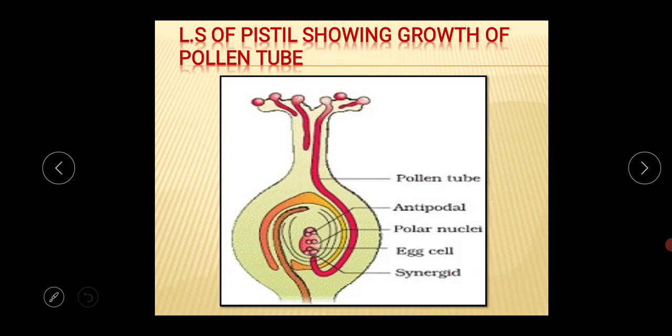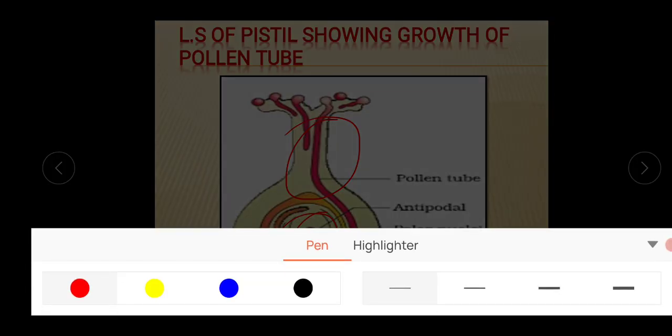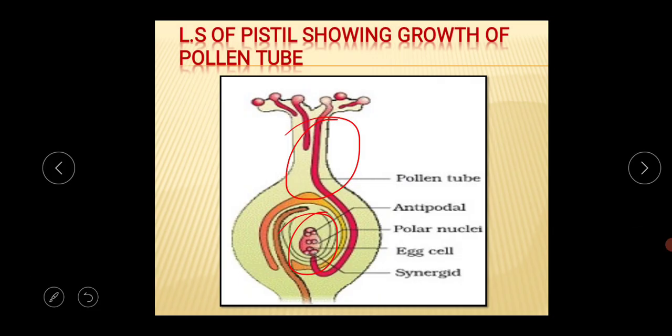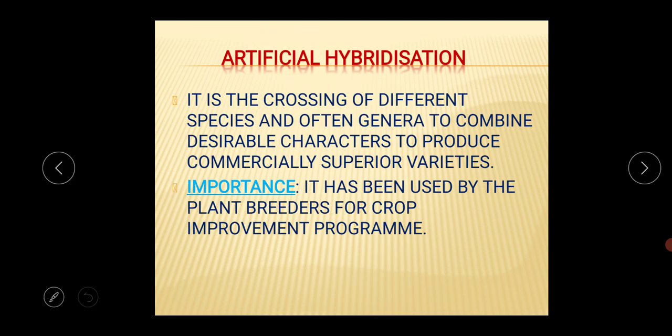Next, this is the lateral surface view or the transverse section of the pistil showing growth of the pollen tube. This red colored structure is called the pollen tube, and this is the antipodal. I am highlighting this portion, these two are called the polar nuclei, and the next thing is the egg cell, and this is the synergids. So this is the transverse section of the pistil showing the growth of the pollen tube.